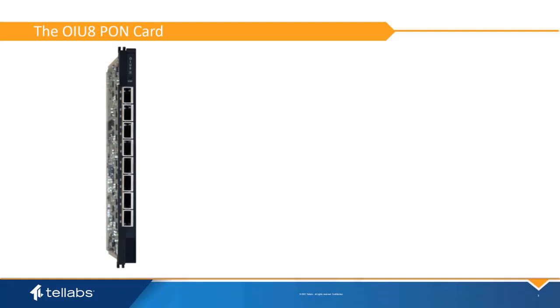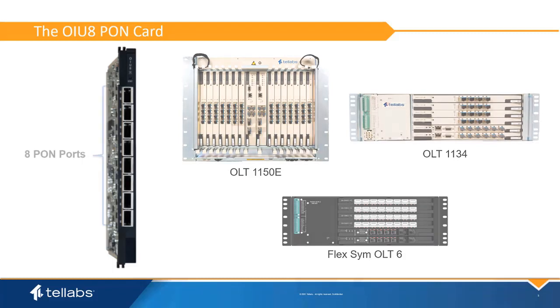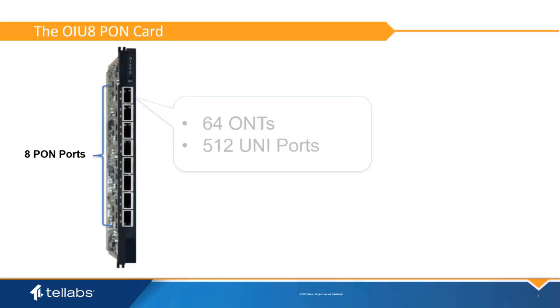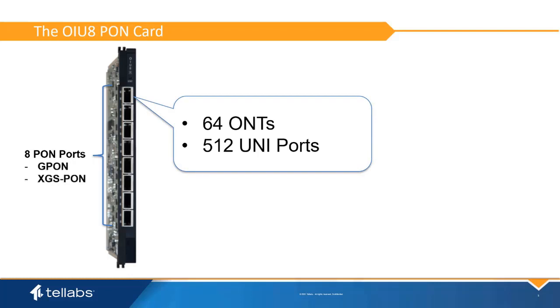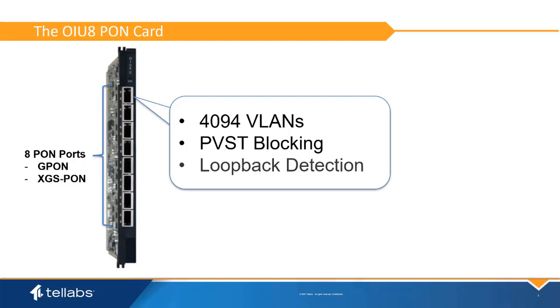The OIU8 PON card can be used in the OLT 1150, 1134, and OLT 6. The OIU8 card provides significant improvements on the features and functionality of the Telabs Optical LAN system. Notably, the card provides 8 PON ports with a maximum of 64 ONTs and 512 UNI ports each. The OIU8 supports both GPON and XGS-PON ONTs. The OIU8 card also allows 4094 VLANs, automatically blocks PVST, and has enhanced loopback detection.